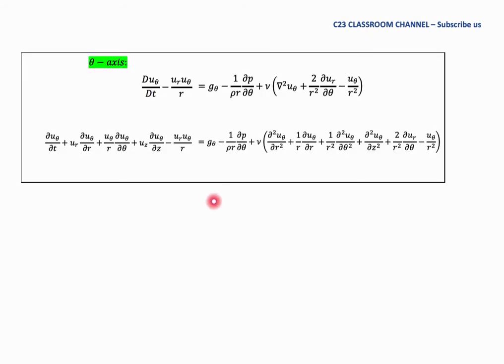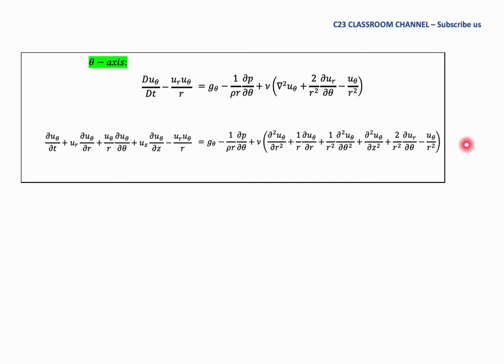And this is the Navier-Stokes for the theta axis. This is the simplified version, and this is the expanded version. Please be careful because the terms for polar coordinates do not remain the same; they change slightly between the r-axis, theta axis, and z-axis. So please make sure that you remember these equations carefully.